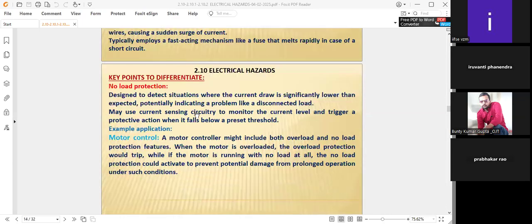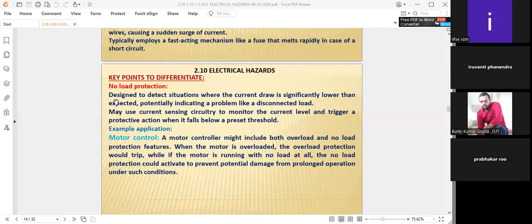So no load protection is very important here, as I already told, where the turbine is there and the load is not there. After resuming the shutdown activities in the organization, we cannot start a turbine immediately like a motor, switching off and switching on. First of all, we have to start the turbine and see that no load protection is there, and after loading, it is taken into the circuit again. Before that, no load protection is also there for the circuit.